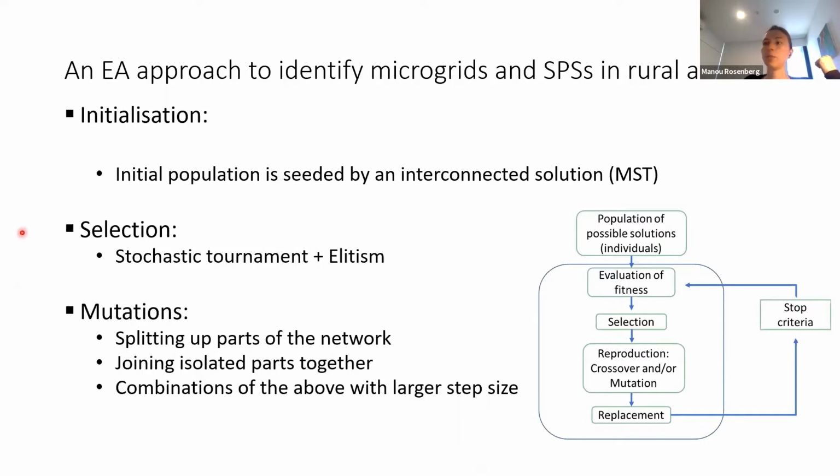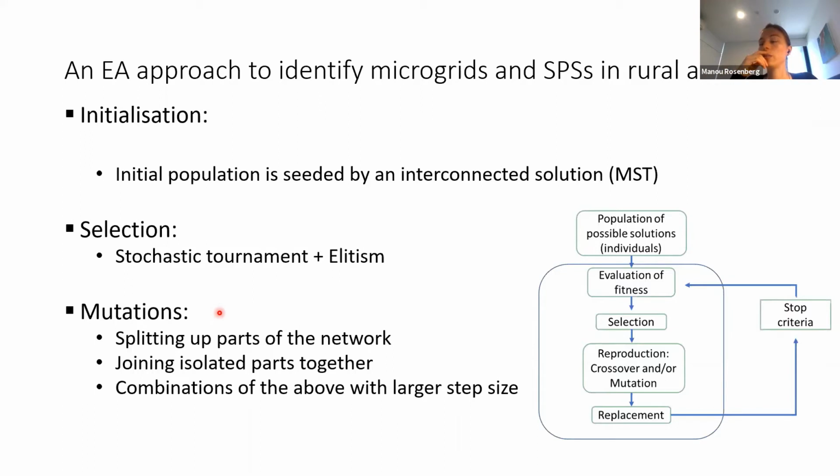And then we used stochastic tournament selection, always keeping the best solution of each generation to pass it on for reproduction into the next generation. And we have some specific mutations that apply if we represent the individual as a graph.